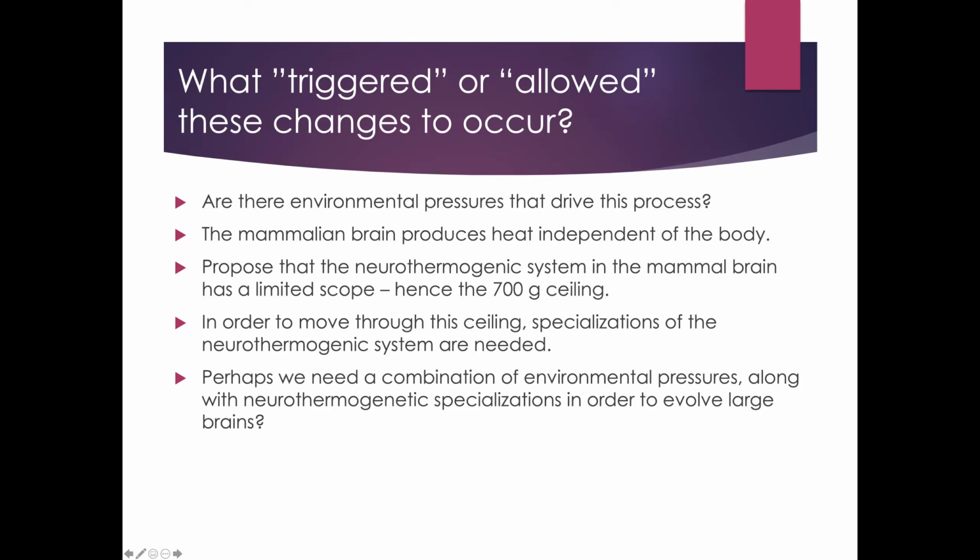So in order to break through this ceiling, we need specializations of the neurothermogenic system. What I'm thinking now is perhaps we need a combination of environmental pressures along with neurothermogenic specializations in order to evolve large brains. I personally think the environmental pressures are actually acting on body mass, and that it's only when we evolve these neurothermogenic specializations that body mass and brain mass can increase at the same time. We need two things to happen in order to evolve brains that can break through the 700-gram ceiling.